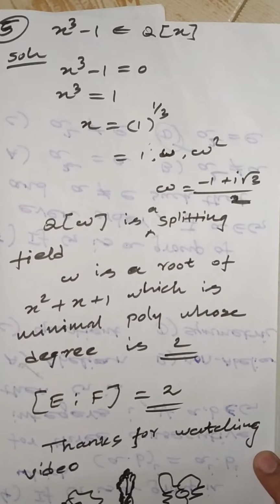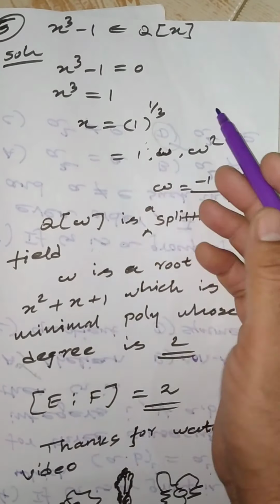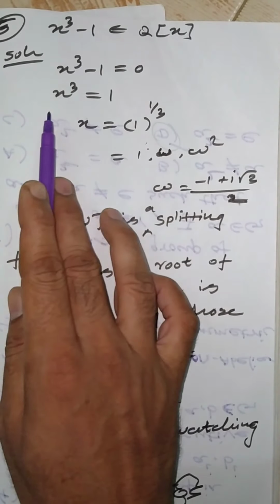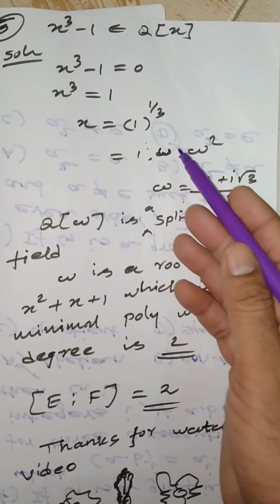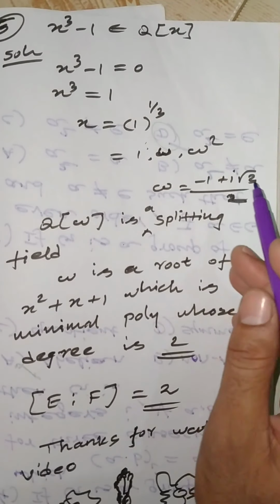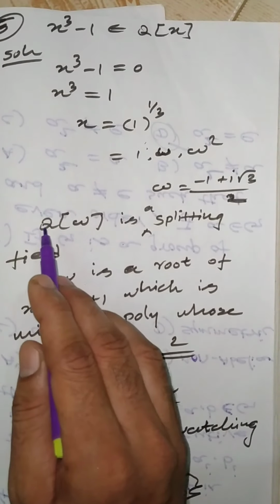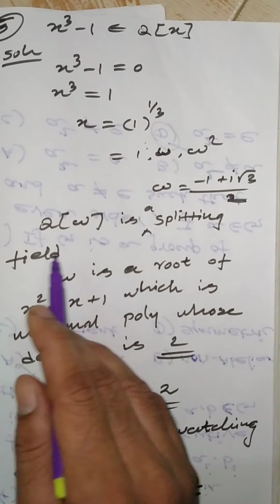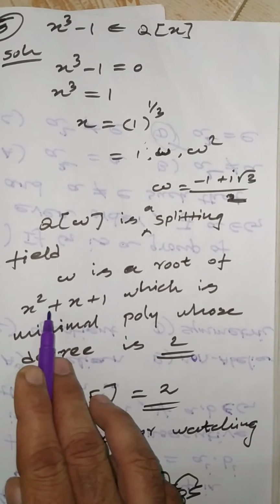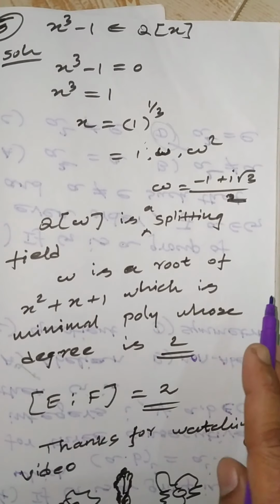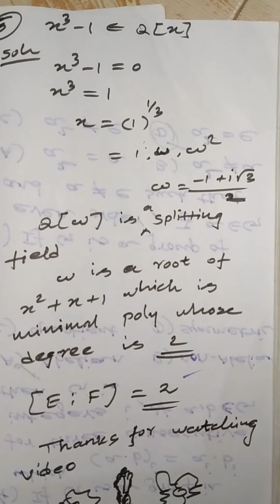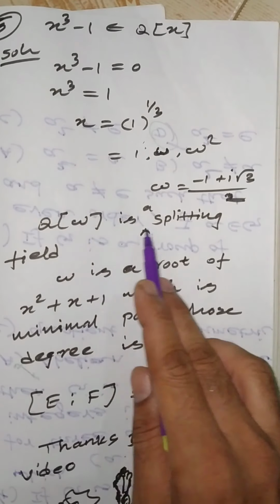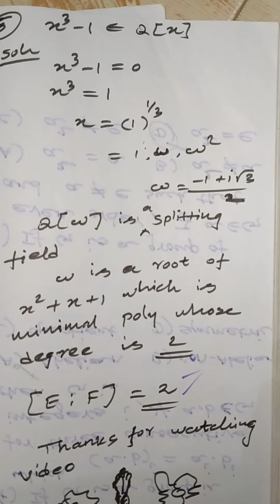The last one, the fifth problem, very interesting, the same. They are very simple also. x cube minus 1 equal to 0, x cube equal to 1, x equal to 1 power one third. We know very well these are all the steps. So here which one is the splitting field? Q of omega, that is w, is the splitting field. The root of x square plus x plus 1, which is the minimal polynomial whose degree is 2. So 2, am I right? Q of this one is a splitting field, degree is 2.